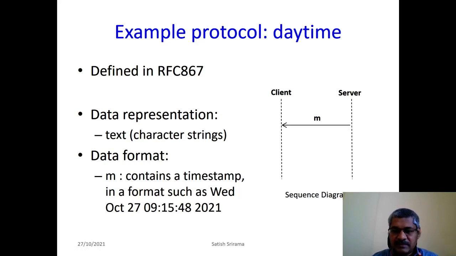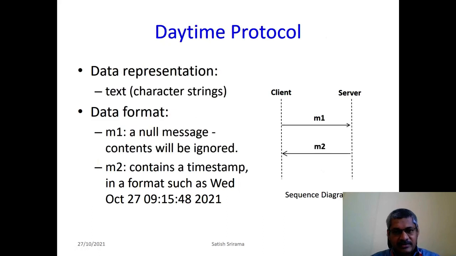And this is a sequence diagram here. To make it simple, we are not giving the event diagrams, but rather we are going with the sequence diagram. Now let us try to implement the datetime protocol using the same client and server, but with a slight modification. Because we want the response from the server, the client has to send some message. So there is a request and there is a response here. Request is M1 and response is M2. For the data representation, again, we'll be following text or character strings.